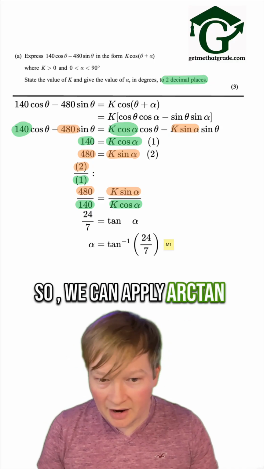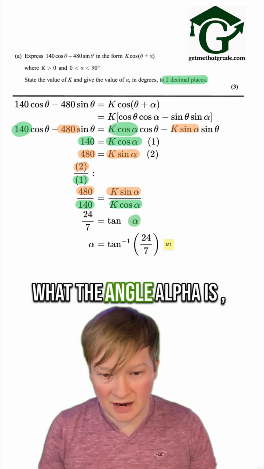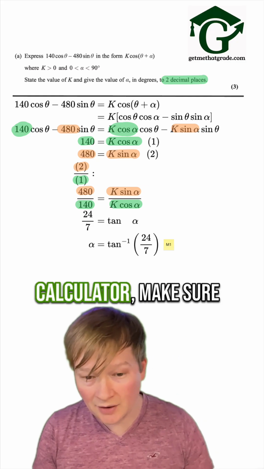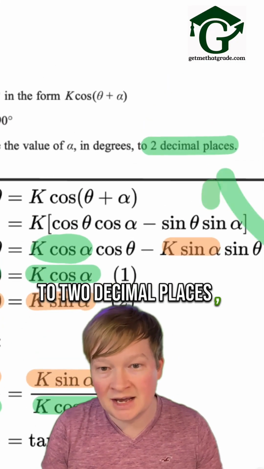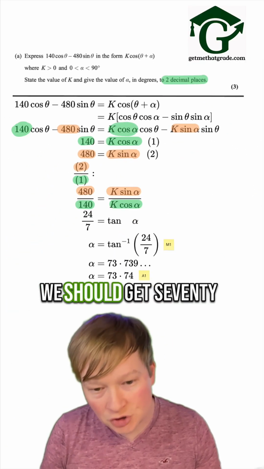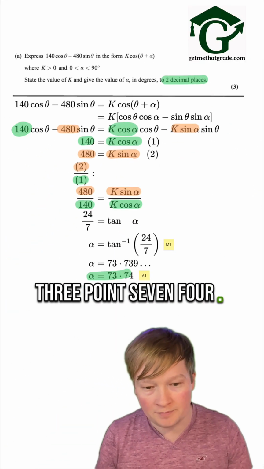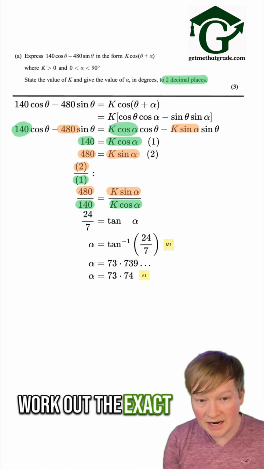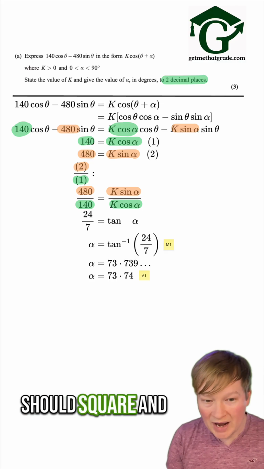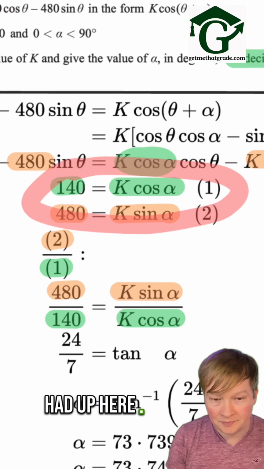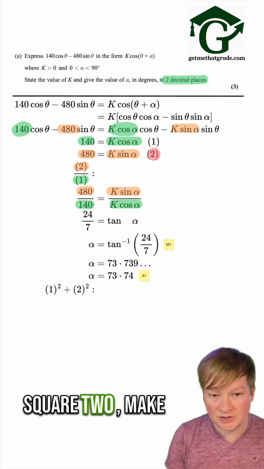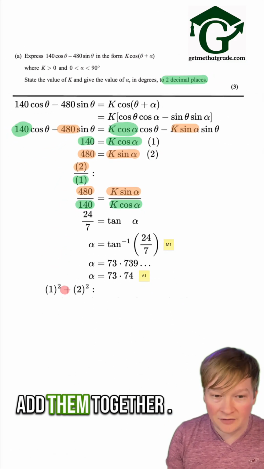So we can apply arctan to both sides to work out what the angle alpha is, put that into our calculator, make sure we're in degrees mode, and make sure we round to 2 decimal places, as it says in the question here. We should get 73.74. Next, if we want to work out the exact value of k, we should square and add the 2 equations that we had up here. So square 1 and square 2, make sure we square everything, then add them together.